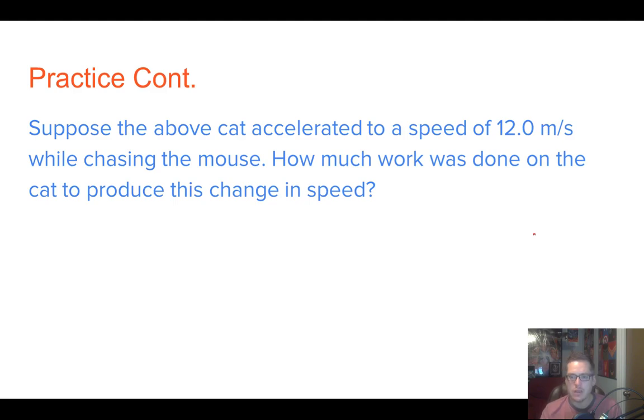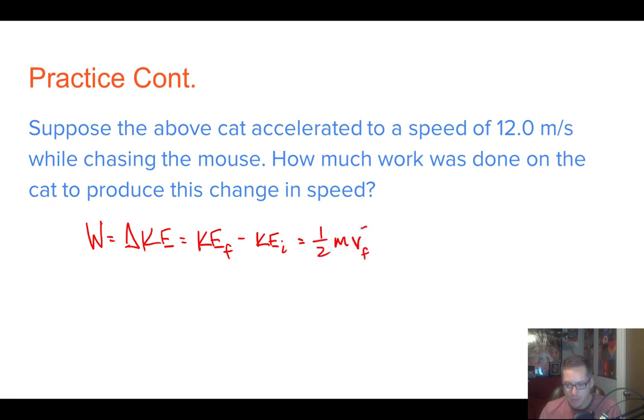Then it says, suppose the above cat accelerated to a speed of 12 meters per second while chasing the mouse. How much work was done on the cat to produce this change in speed? Remember, work is equal to the change in kinetic energy, so this is the kinetic energy final minus the kinetic energy initial. The kinetic energy final is 1/2 the mass times the final velocity squared, minus 1/2 the mass times the initial velocity squared.